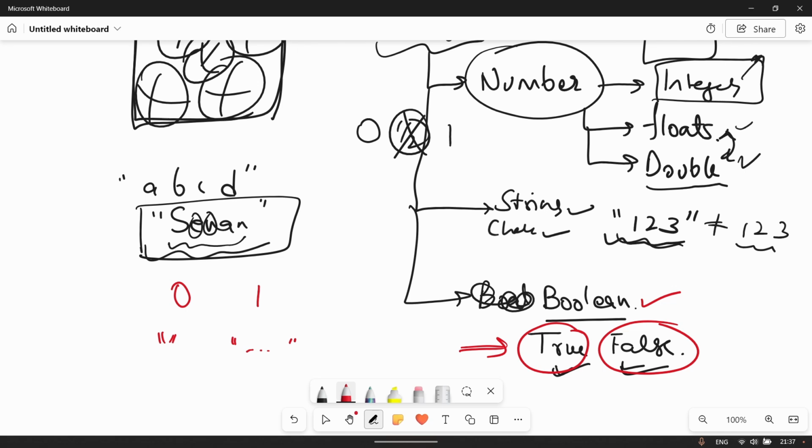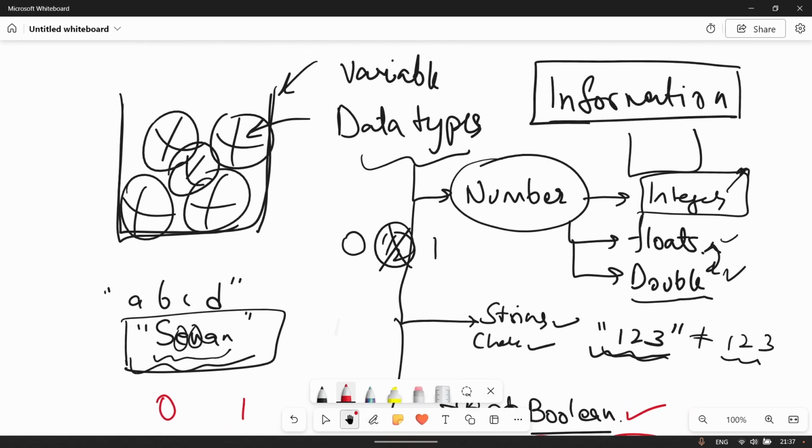So what all other possible things can be there? Am I missing something? Boolean, character, string, integers, float, double. I think those are enough. Those are the basic data types. You can have derived data types, abstract data types. That's a different thing, but that is what I want to tell you.